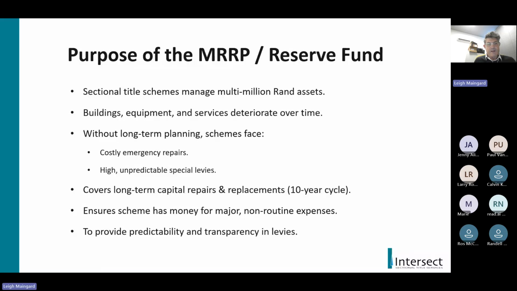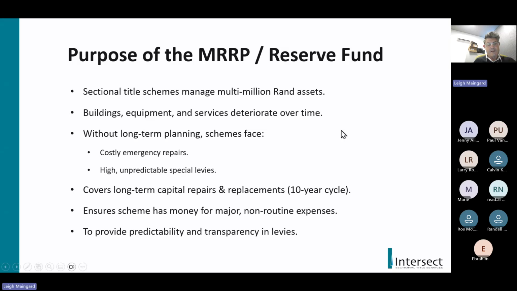It also provides predictability and transparency in levy. So again, the plan must be clearly outlined: which years, what expense is going to be incurred, what that anticipated expense is, taking into consideration escalations and inflation, and that must then convert to a levy that each owner will contribute to monthly over a period of 10 years.